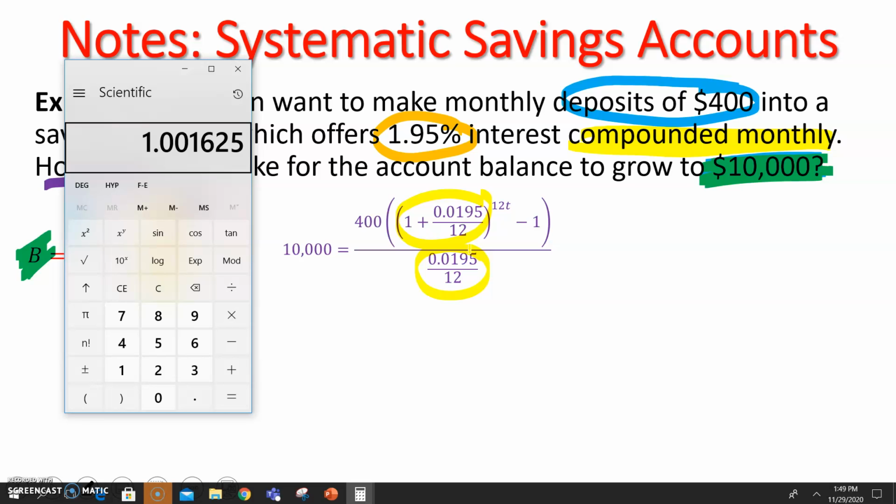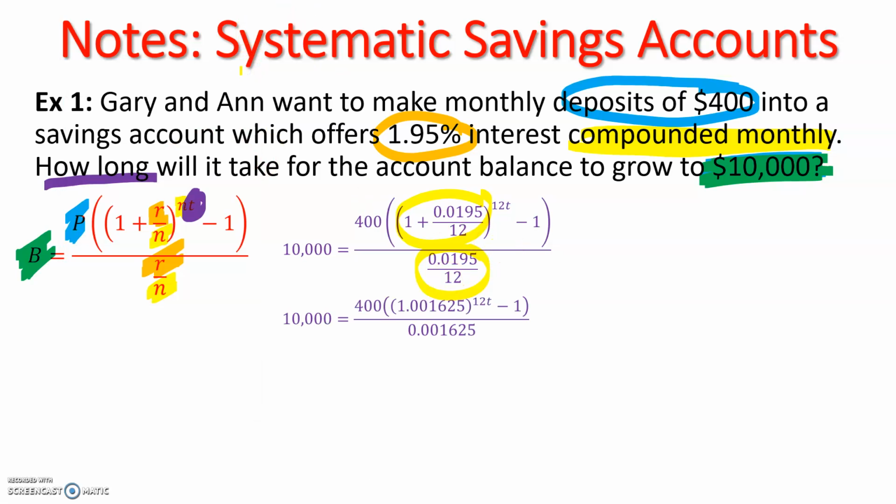Now I could round this and just say it's about 1, or it's about 1.002. I'm going to avoid rounding only because the less I round, the more accurate my final answer is going to be, and also because I'm not super bothered by the length of this number. So I'm going to use this full number. And then the denominator is 0.0195 over 12. And the same thing here. I'm going to write that down, but I'm not going to round it. Okay, so that changes what we had to this somewhat simpler formula.